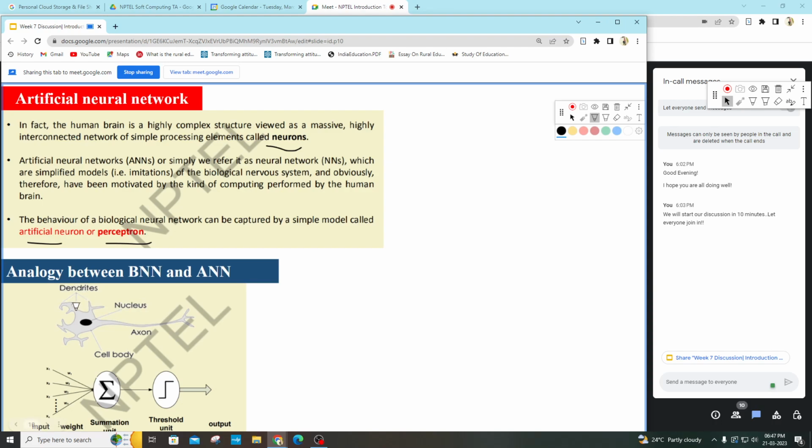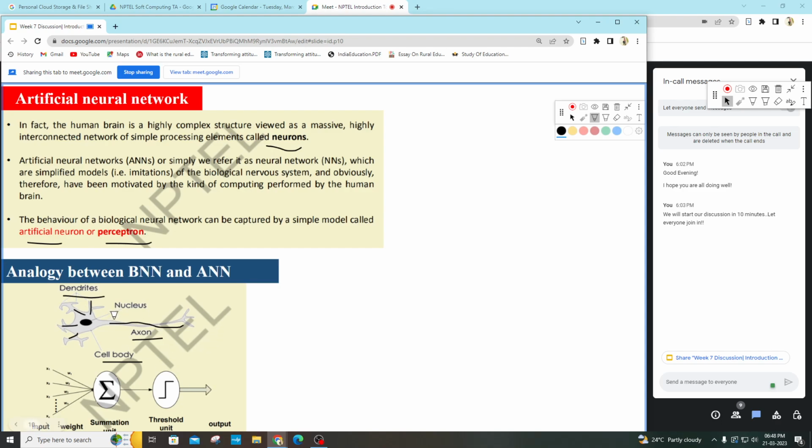So biological neuron is mainly composed of these 4 things. One is dendrites. Dendrites are this hair-like structure. This 1, this 2, this 3, and this 4. These are known as dendrites. Then we have a cell body. This whole thing is the cell body, and this black color particularly is the nucleus of the cell body, and this branch-like structure is known as axon.